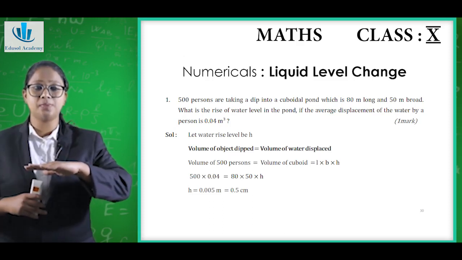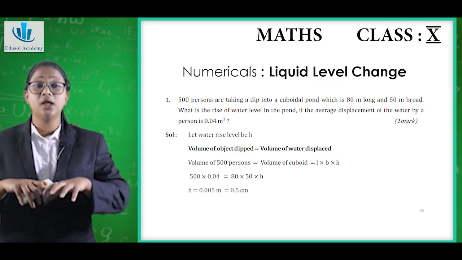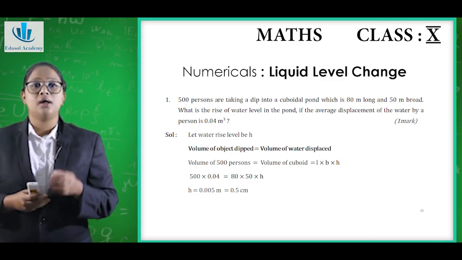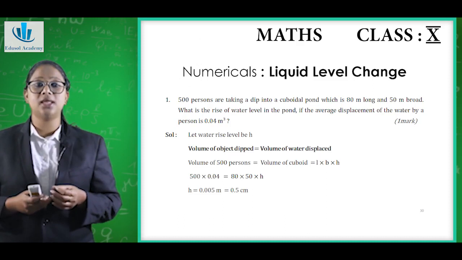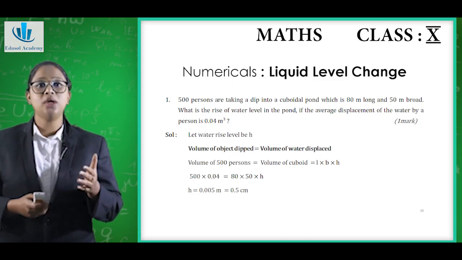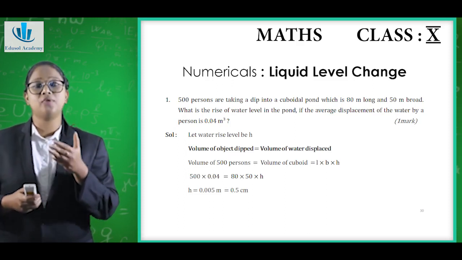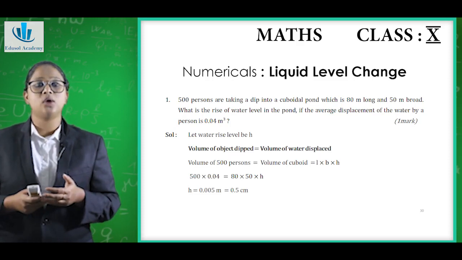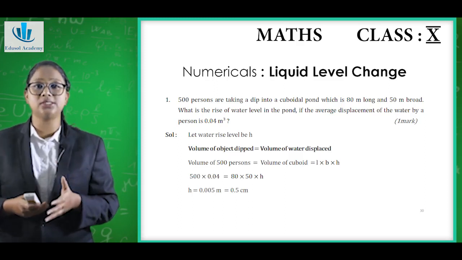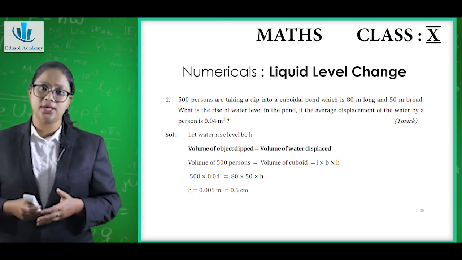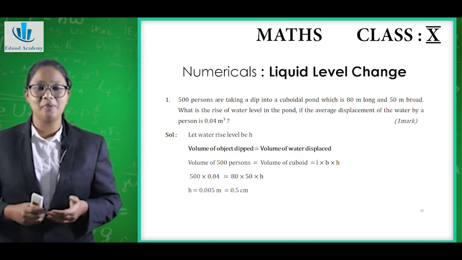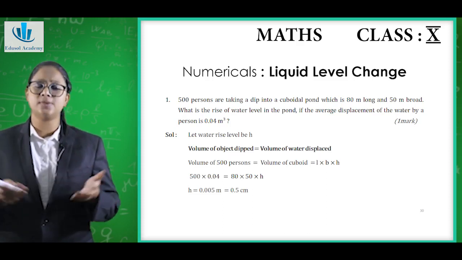And by Archimedes' principle, the volume of the object immersed will be equal to the volume of the water that is being raised. So what is the object that is being dipped? The object here is 500 persons. So the left hand side will be volume of object, that is volume of 500 persons, that is equal to, and what is the shape of the pond, that is a cuboid. So volume of 500 persons is equal to volume of cuboid. What is the equation for volume of a cuboid? L into B into H. I hope you remember the equations. So let's directly substitute the values.